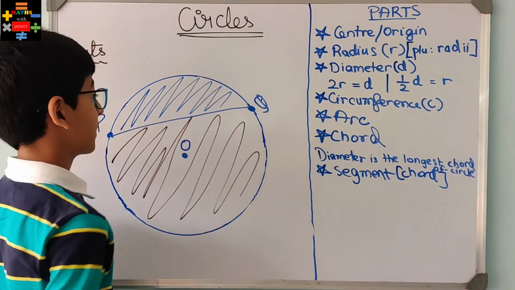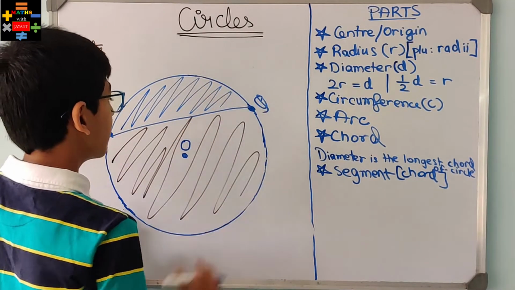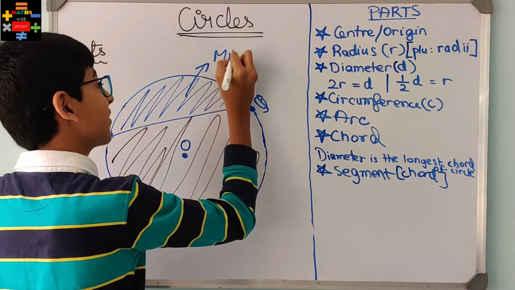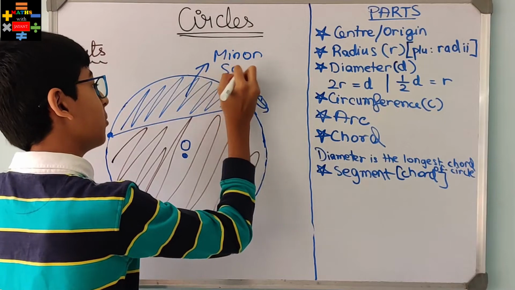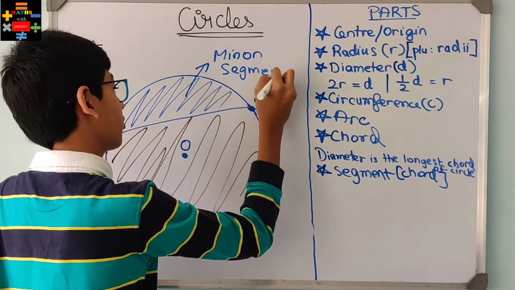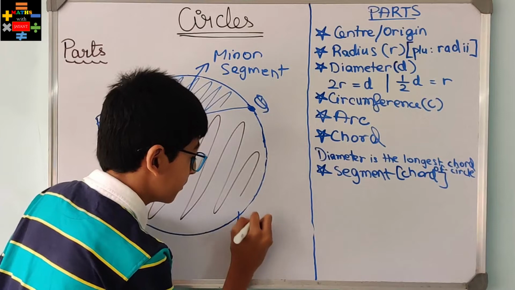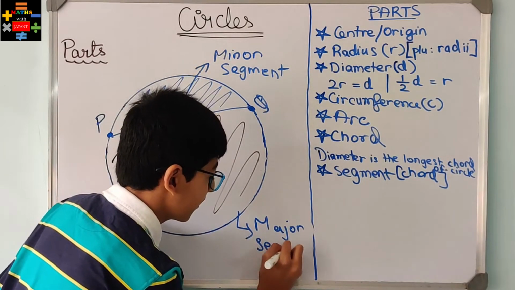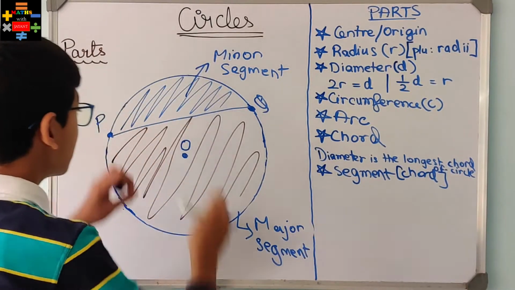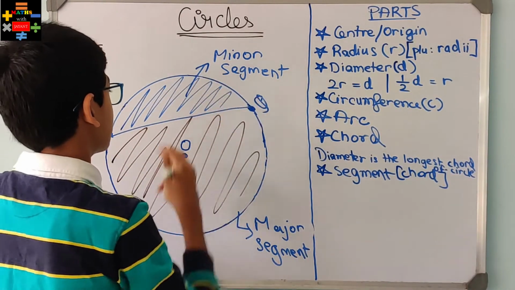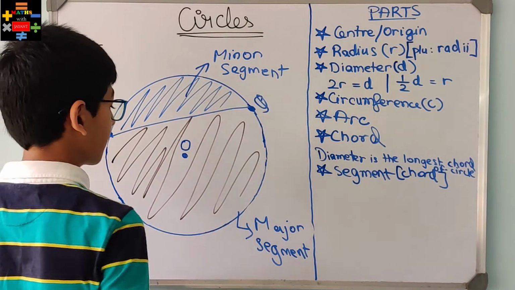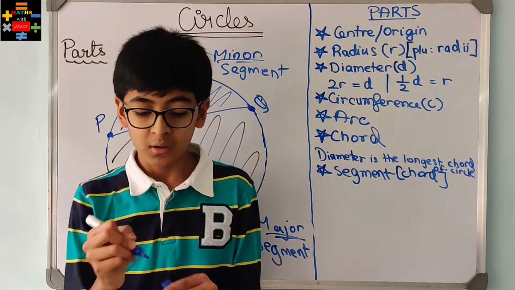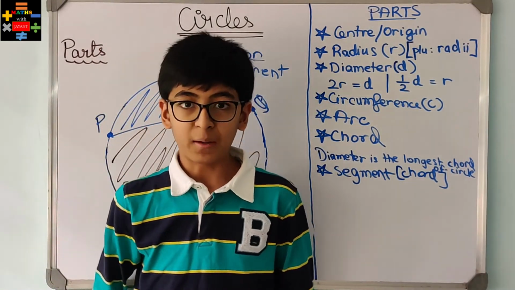Now look at both these segments. One is a small part, another is a big one. The smaller segment is called the minor segment, and the bigger one is called the major segment. So whenever a chord divides a circle, the smaller part is called the minor segment and the bigger is called the major segment. The minor and major remain the same. So this is about segments.